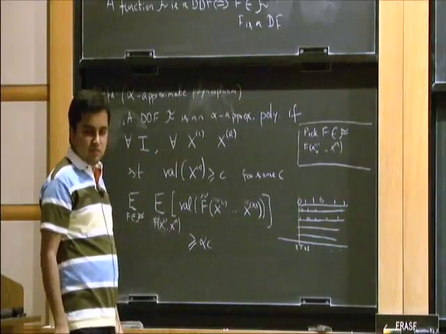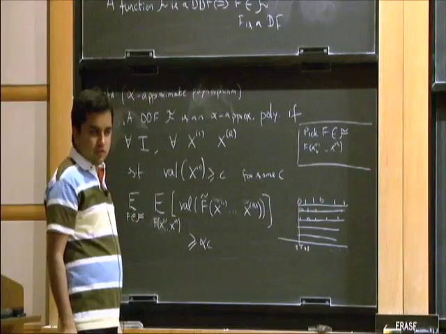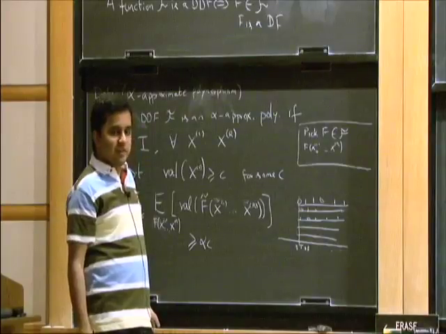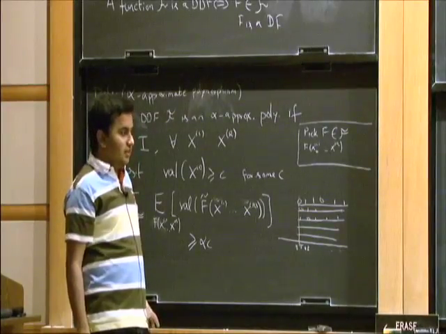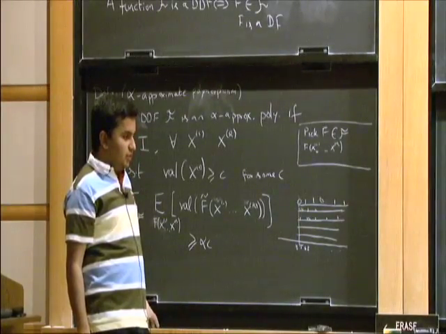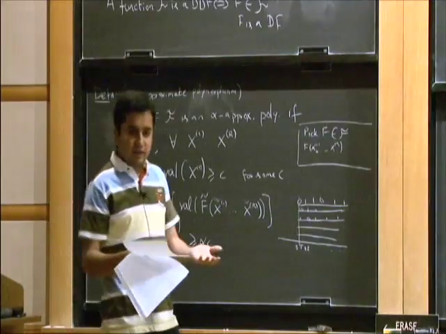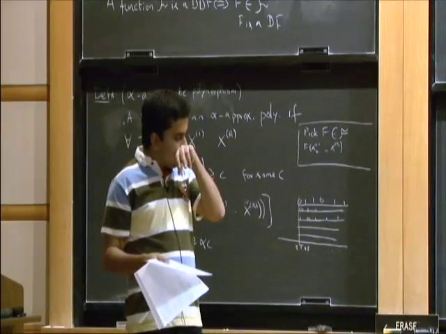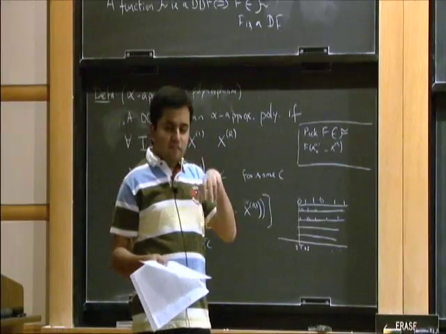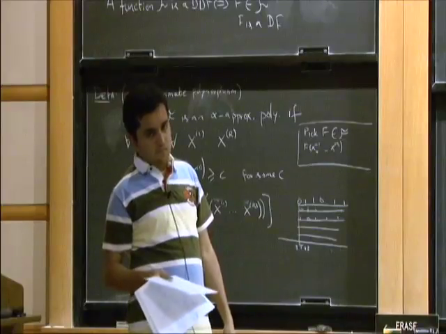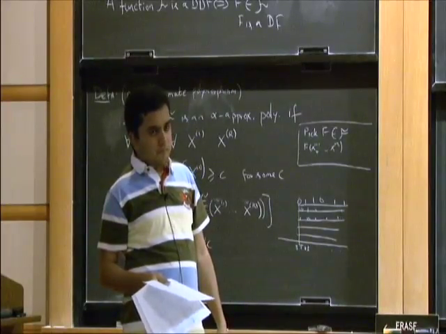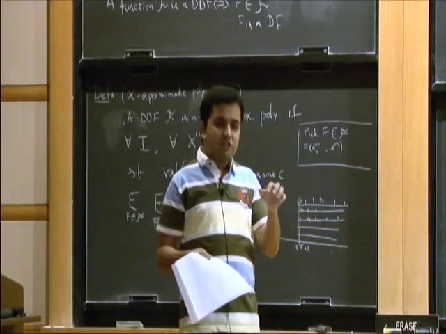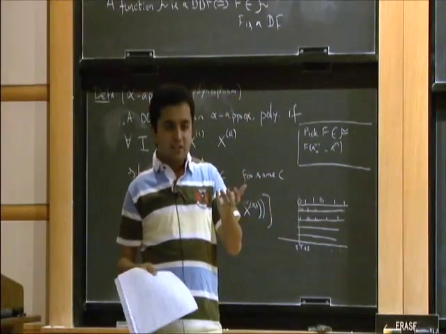Can you just define it predicate by predicate? So you cannot define it predicate by predicate because you are looking at this sum. Yes, you can define predicate by predicate, but you still have to have an instance using that predicate.